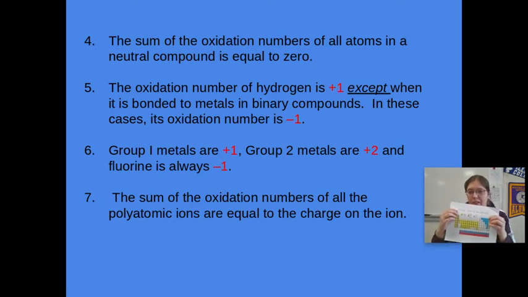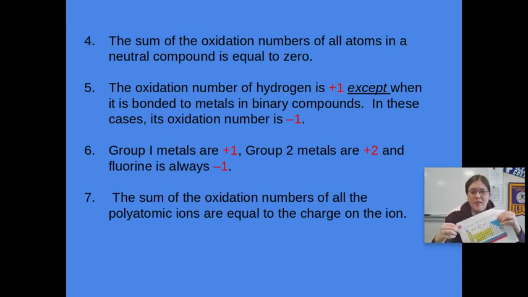It's group 17. Group 17 has 7 valence electrons. It needs 1 more to get to 8 to fill that octet rule. Remember, they all want 8. Fluorine has 7. It wants 1 more. It needs 1 more -1 charge. It needs 1 more electron to get to 8. So, of course, fluorine has a -1 charge.